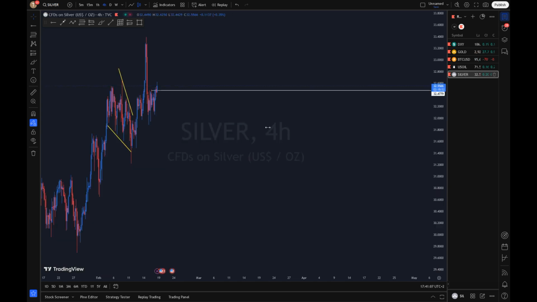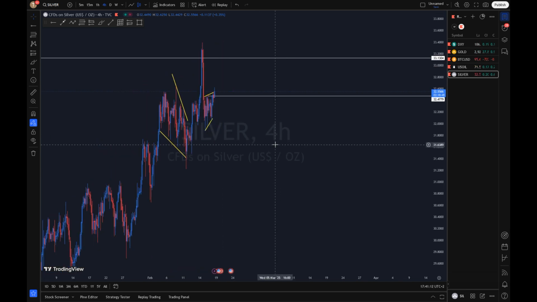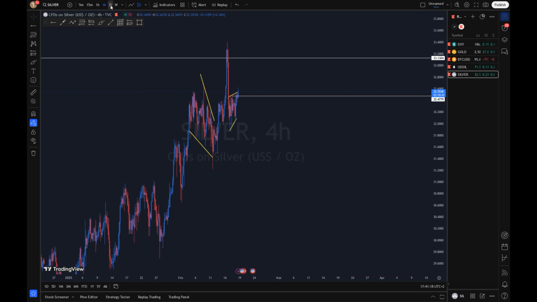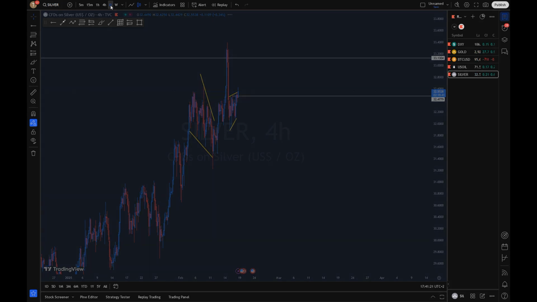It's a nice structure. Currently waiting for the 4-hour candlestick to close below. If maybe gold takes me out, I will take this entry on silver low. So let me just do my top down analysis, guys.